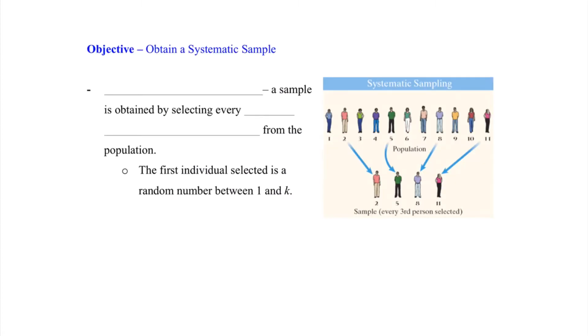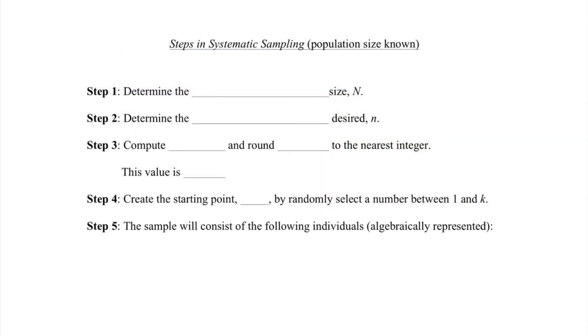That takes us to our next objective, which would be systematic sampling. A systematic sample is a sample obtained by selecting every kth individual from the population. Note that the first individual selected is a random number between 1 and k, and this gets a bit technical. So here are the steps in systematic sampling when we know the population size. First, we want to determine the population size, which we know is capital N. Then we want to figure out the sample size desired, which is lowercase n. Typically, this will be given to us by the problem.